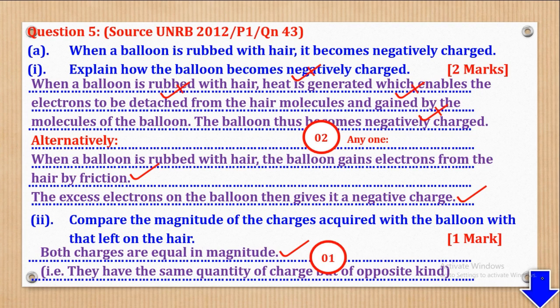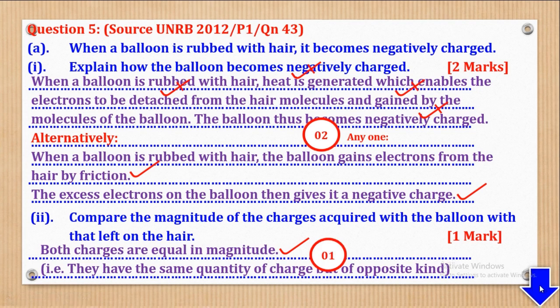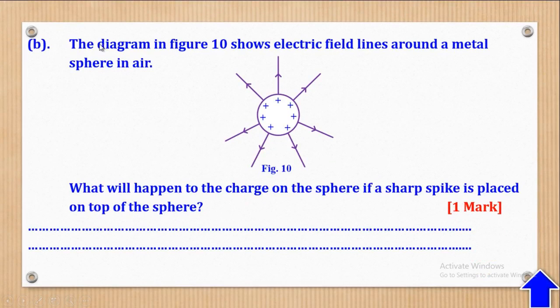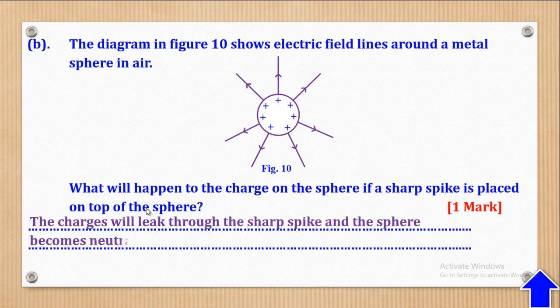Now let's go to part B of this question. Part B says that the diagram in figure 10 shows electric field lines around a metal sphere in air. So this is the diagram, and they ask what will happen to the charge on the sphere if a sharp spike is placed on top of the sphere. Here we shall see that the charges will leak through the sharp spike and the sphere becomes neutral. If you wrote that, that will be 1 mark.